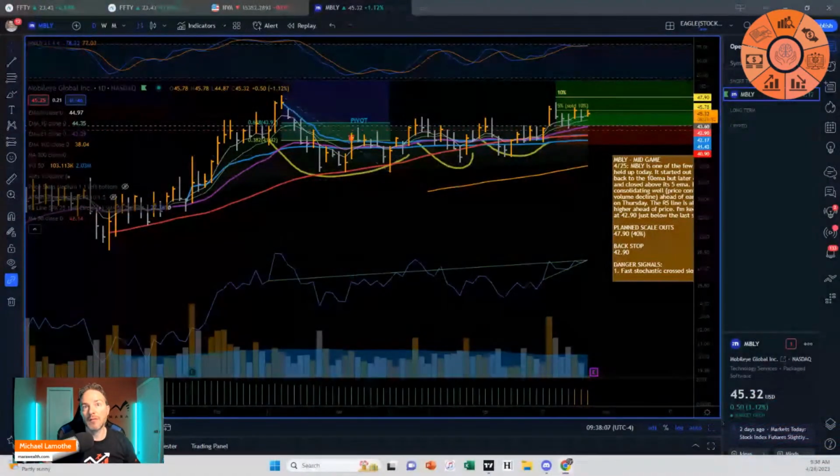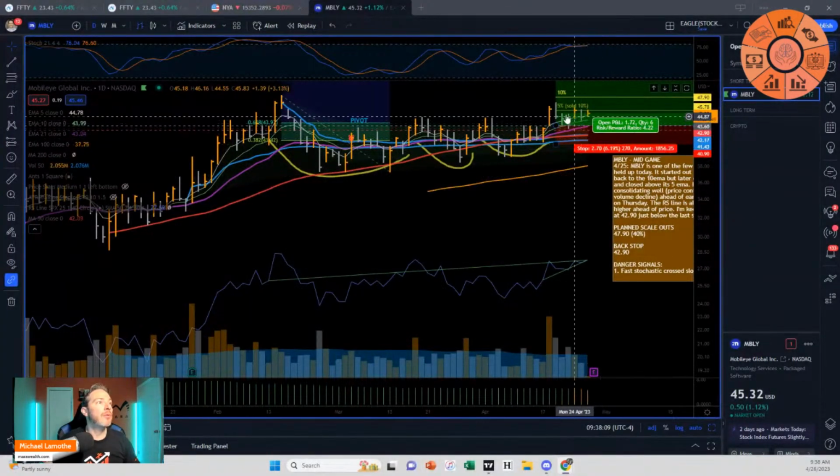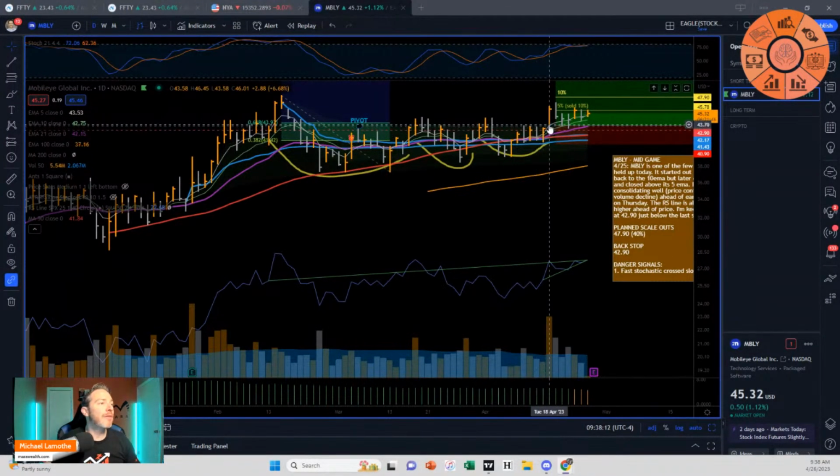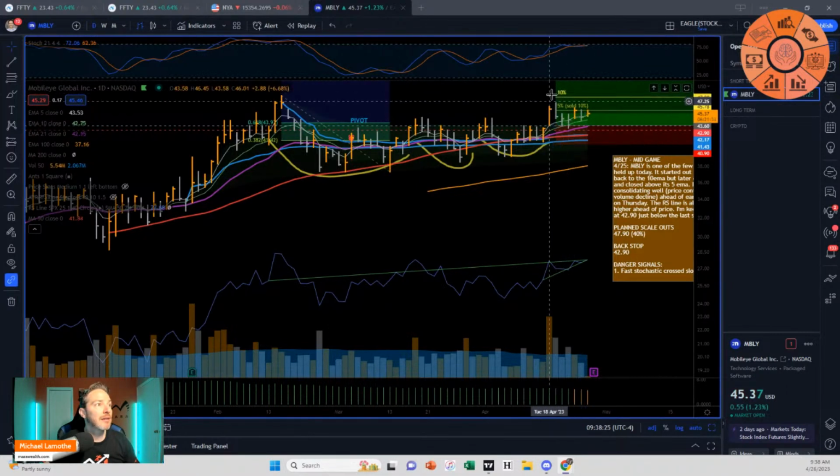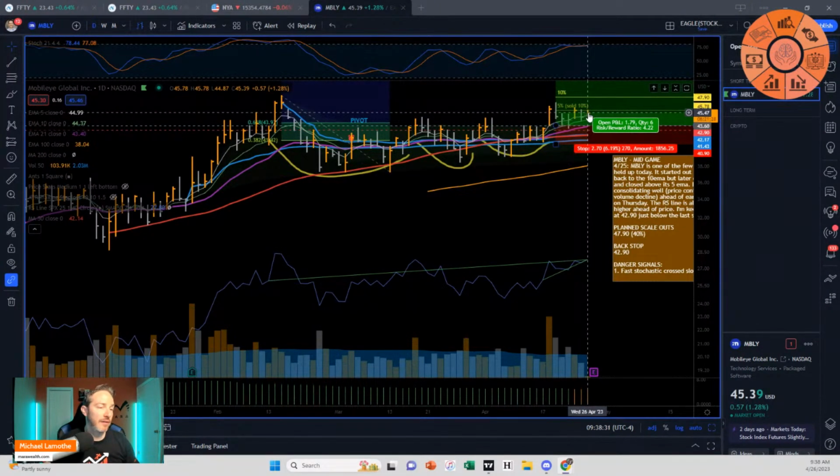Actually, why don't we flip the screen over here and see one of the examples. So this is Mobileye. This is another example of a trade that I'm in. Let's get you guys back over here. And so Mobileye broke out over here. I've been in this trade since Tuesday, April 18th. Broke out. I got to scale out. I like to sell a little bit once I'm up about 5% and then take a bit more off when I'm up 10%. And since then, price has traded sideways.